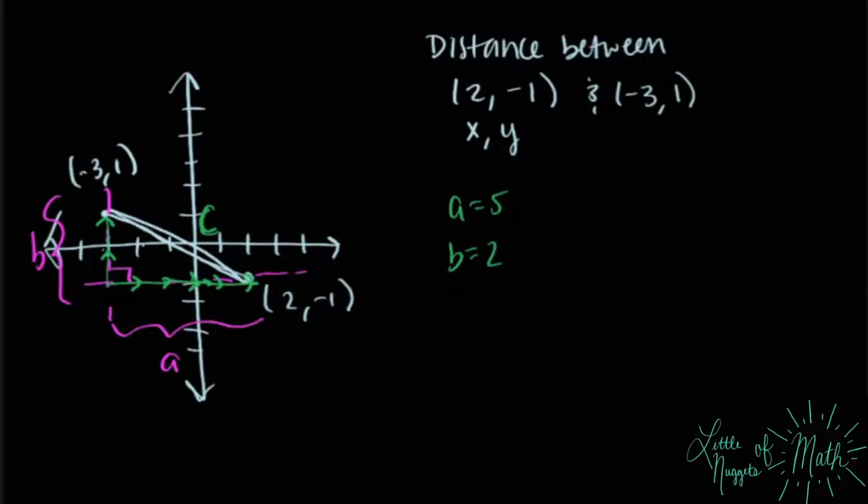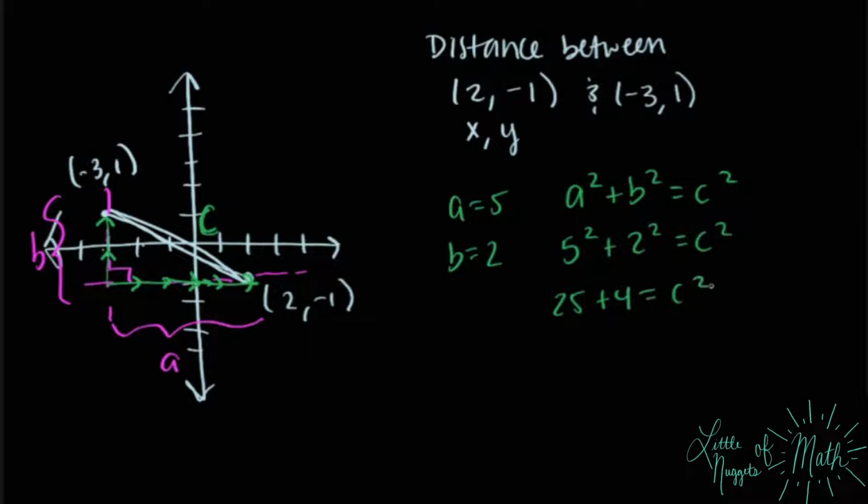Now that we know 2 sides of your right triangle, we can use it to find the length of the hypotenuse. And so remembering our formula, a squared plus b squared equals c squared. 5 squared plus 2 squared equals c squared. 25 plus 4 equals c squared. And so we know that c squared equals 29. And to find c, we would take the square root. And so c equals the square root of 29.